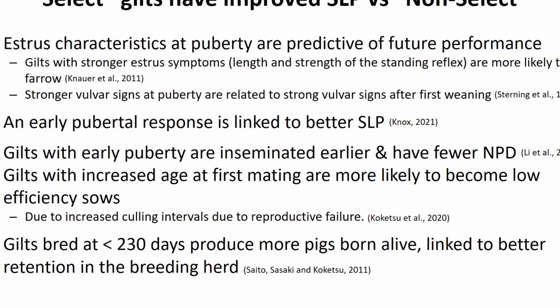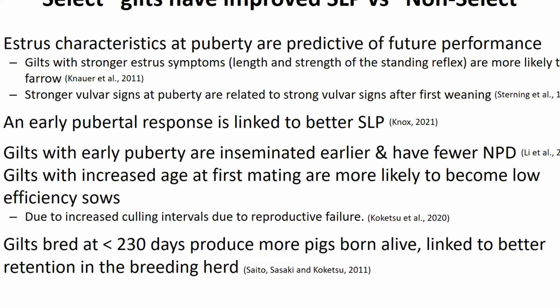This slide shows that select gilts are better than non-select females. There's a lot of good data out there. We know that estrus characteristics of puberty are predictive of future performance. Gilts with stronger estrus symptoms, so the length and the strength of the standing estrus, are more likely to farrow. And stronger vulval signs of puberty are related to stronger vulval signs at first weaning. So if you have a gilt in your herd that just won't stand very well and you're really struggling to get her into heat, that might be a good enough non-selection criterion, because she's going to be that sow that you struggle with at first farrowing.